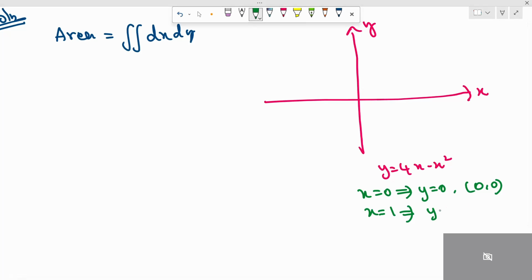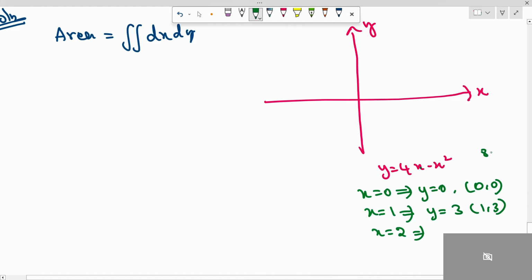Y is equal to 3. Then the point will be (1, 3). Then put x is equal to 2. If you put x is equal to 2, 2 4s are 8, 8 minus 4 will be 4. Y is equal to 4. The point will be (2, 4).